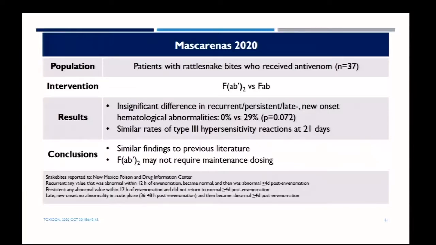However, there was a trend because 0% of the patients in Fab2 had any recurrent hematologic abnormalities. And both groups had similar rates of type 3 hypersensitivity reactions at 21 days. So they were able to conclude that there were similar findings to previous clinical data, and that Fab2 may also not require maintenance dosing because they did not use that at their institution.